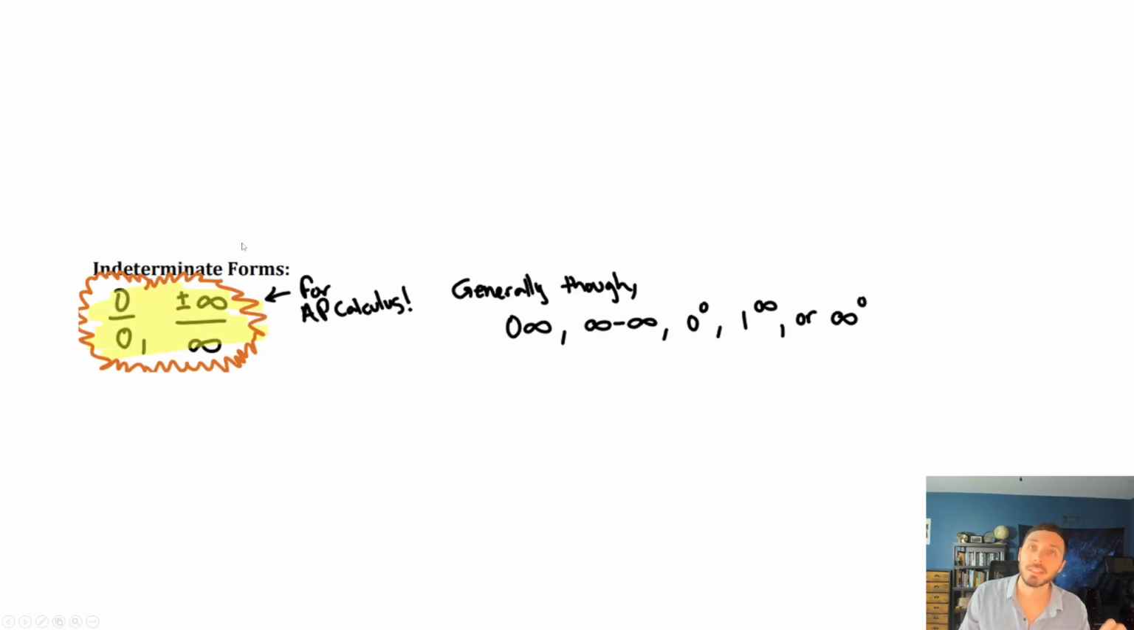The indeterminates that you need to know for AP Calculus are 0 over 0 and infinity over infinity, although there are a few more, or many more. Here are the ones that I at least know: 0 times infinity, infinity minus infinity, 0 to the 0, 1 to the infinity, or infinity to the 0. Maybe there's more, but here's the list that I'm aware of at least.